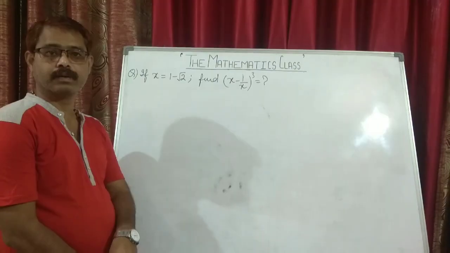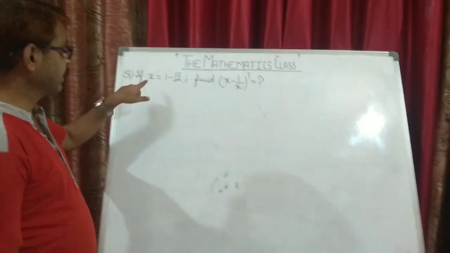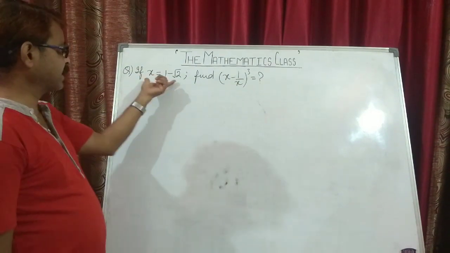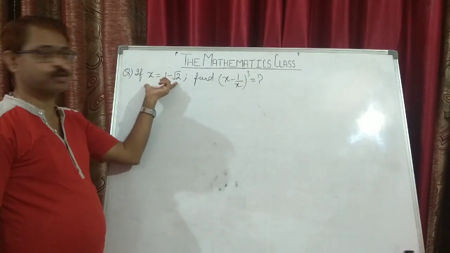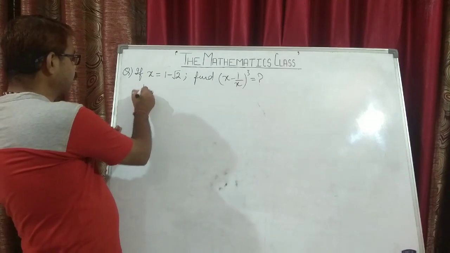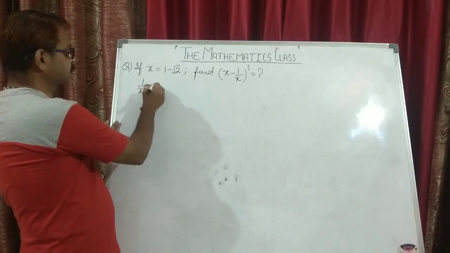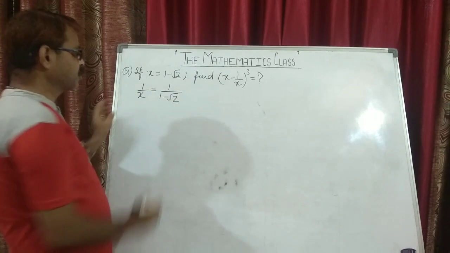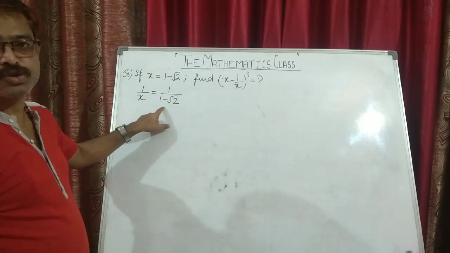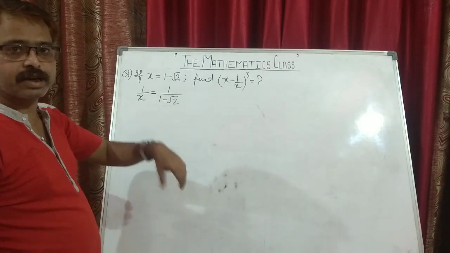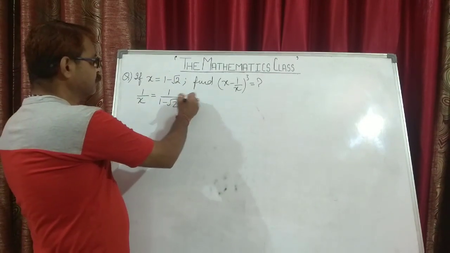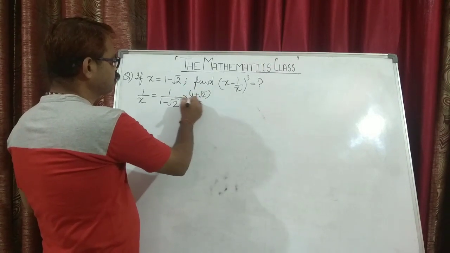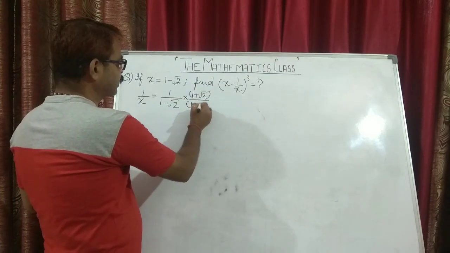Let's move on. Next question I am taking: if x is equal to 1 minus root 2, find x minus 1 upon x whole cube. So you know that x is already given, 1 minus root 2. What will be the value of 1 upon x? 1 upon x will be 1 upon 1 minus root 2. Now this is an irrational number. So in order to rationalize the denominator, we will multiply with the rationalizing factor, that is 1 plus root 2, both in numerator and denominator.